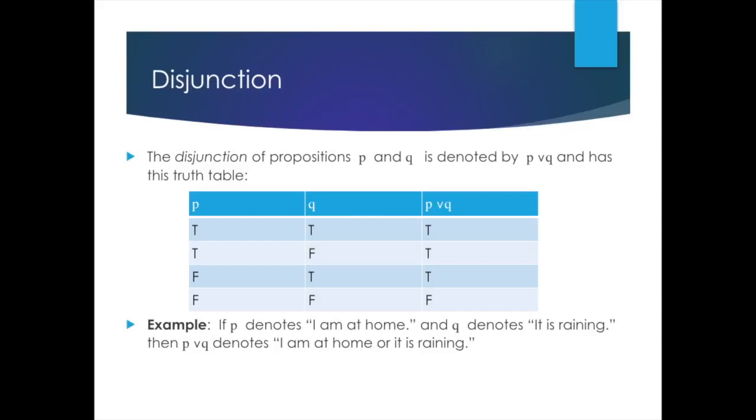Example: if P is I am at home and Q, declaring a variable for the statement, is it is raining, I could say P or Q, which denotes I am at home or it is raining. It's meaningless, but this is how we combine them using the disjunction.